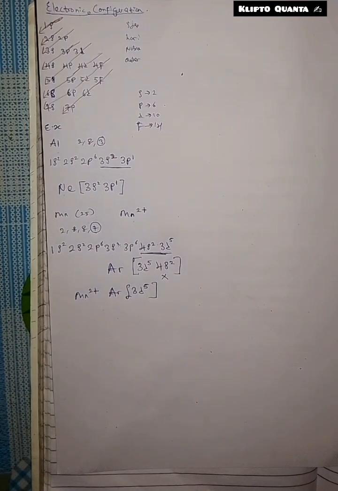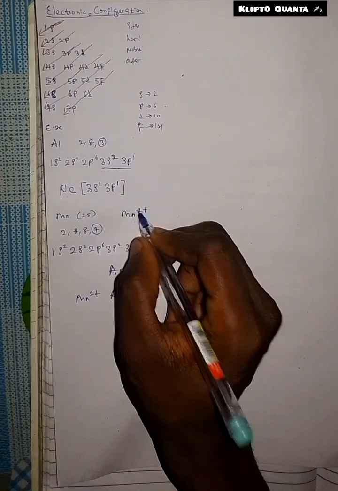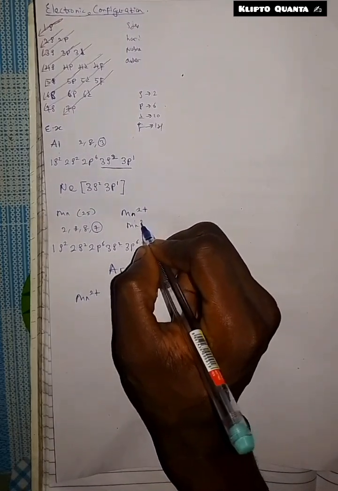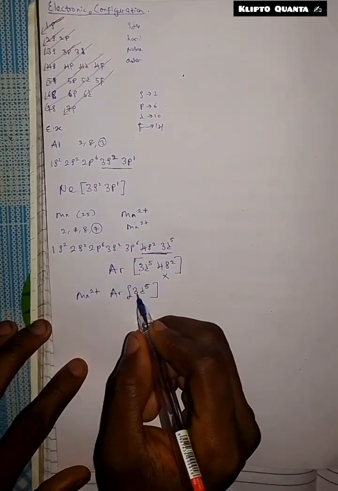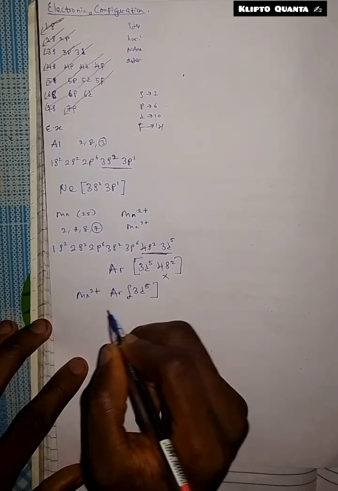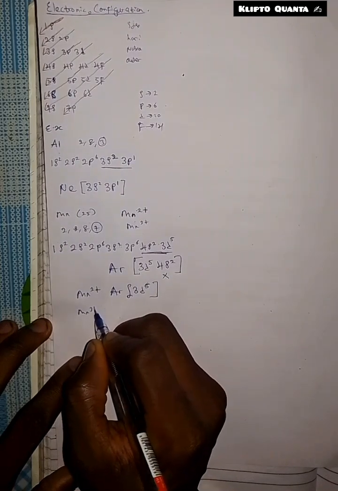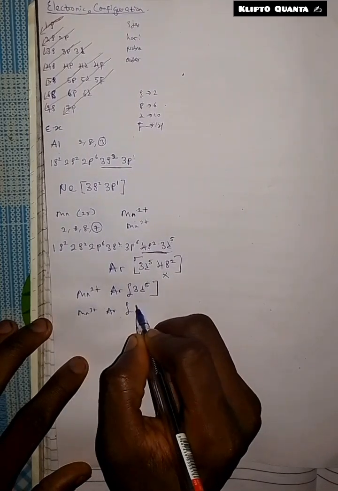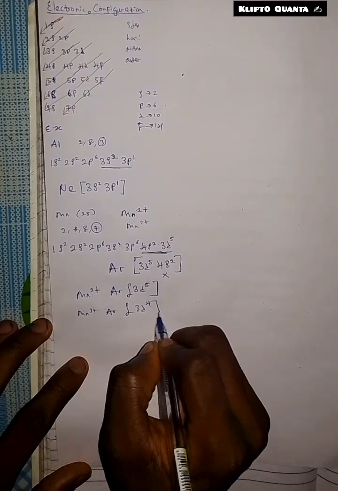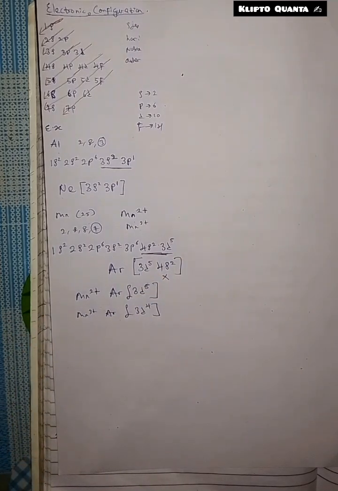So to make it much easier, that will give me 3d raised to power 5. So let's say we have Mn3 positive, and you know that will be what? You remove one more, so it will be Ar, then 3d raised to power 4. So this is how all these things actually work.